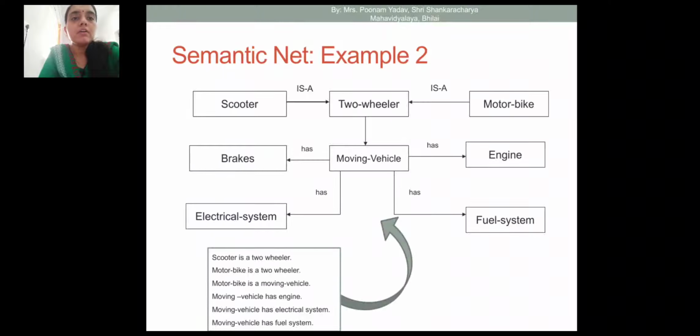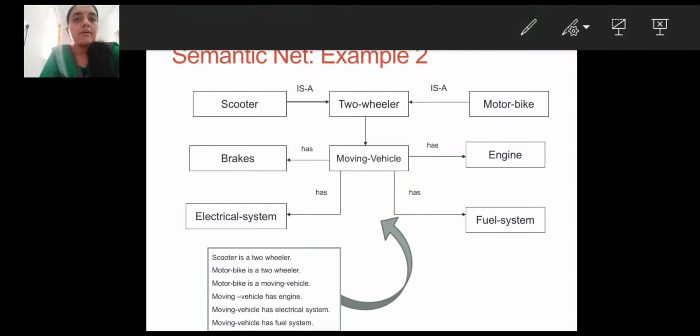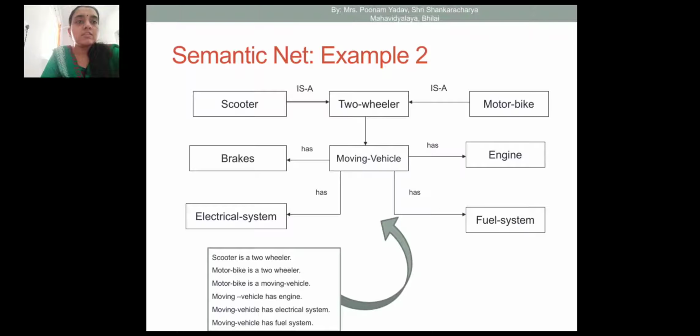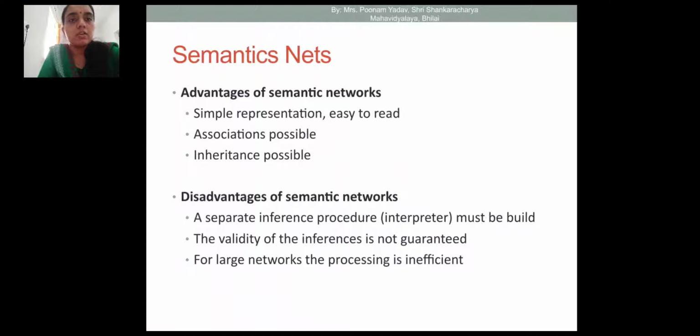Another example, two-wheeler. Suppose scooter is a two-wheeler, motorbike is a two-wheeler. Two-wheeler is a moving vehicle. Moving vehicle has a fuel system. Vehicle has an electric system. Moving vehicle has a brake. Moving vehicle has an engine. So in this way, semantic nets are used for representing knowledge.